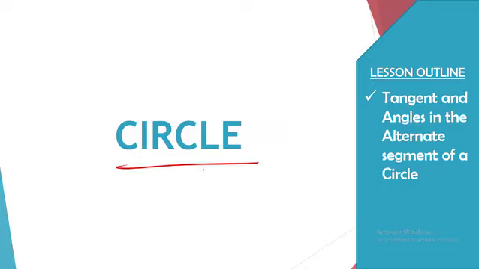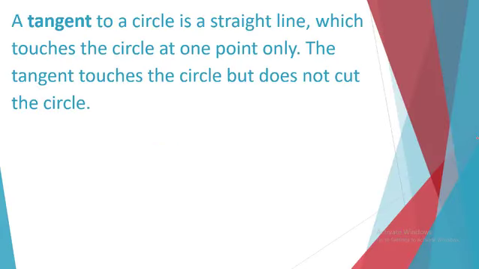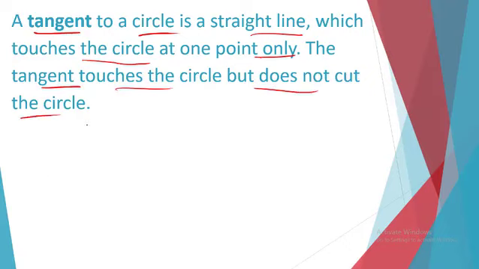Welcome back. In today's lesson, our focus will be on tangents and angles in the alternate segment of a circle. A tangent to a circle is a straight line which touches the circle at one point only. The tangent touches the circle but does not cut the circle.